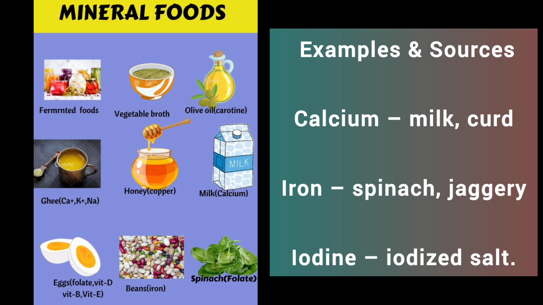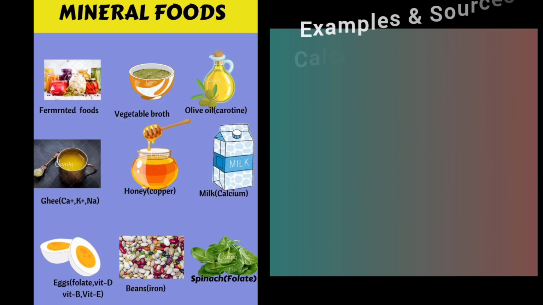Minerals. The main function of minerals is that they are important for our strong bones, teeth, blood, and body functioning. Examples and sources of minerals are calcium, which we get from milk and curd, and is very good for our bones and teeth. Iron, which we get from spinach and jaggery, is very good for the blood. Iodine, we get from iodized salt, which is very good for the thyroid gland.